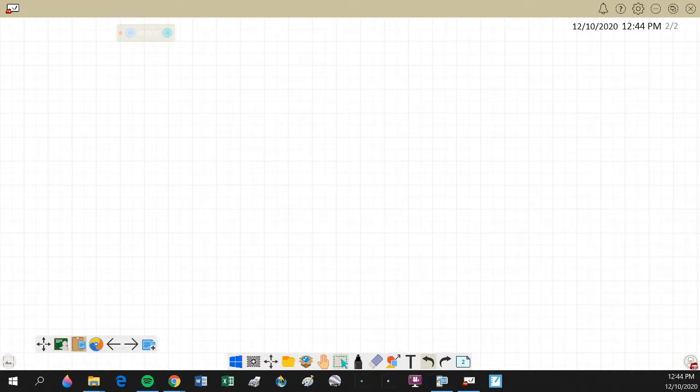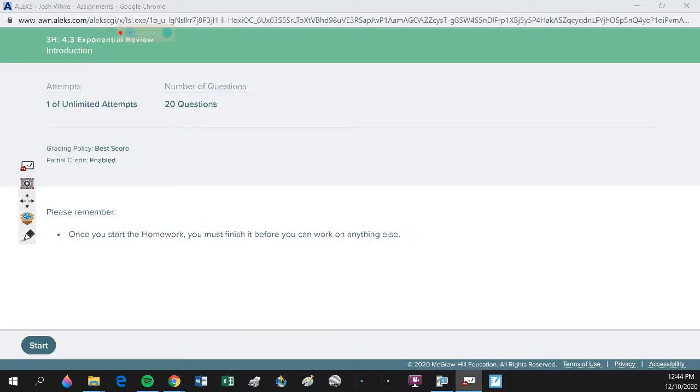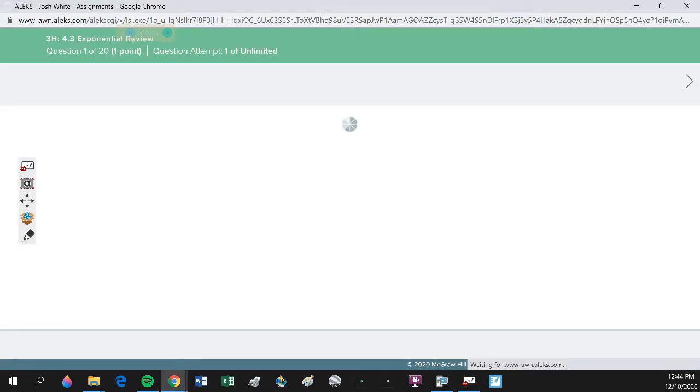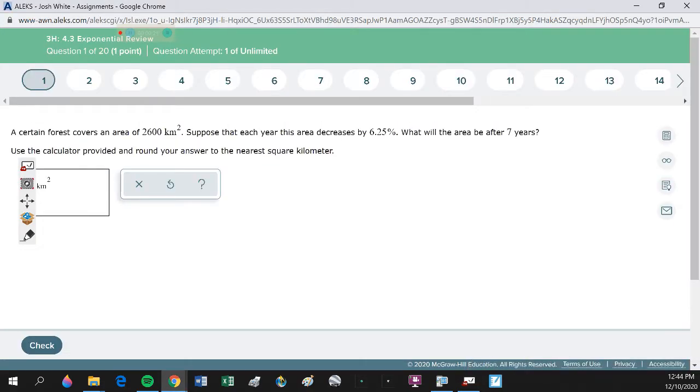So, today we need to review exponents. Yes. We're not actually doing logarithms today, we're just doing exponents.